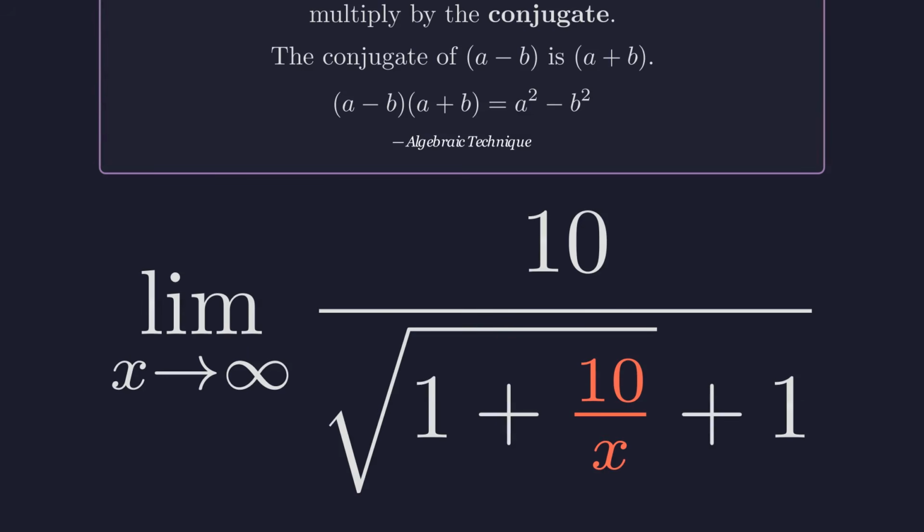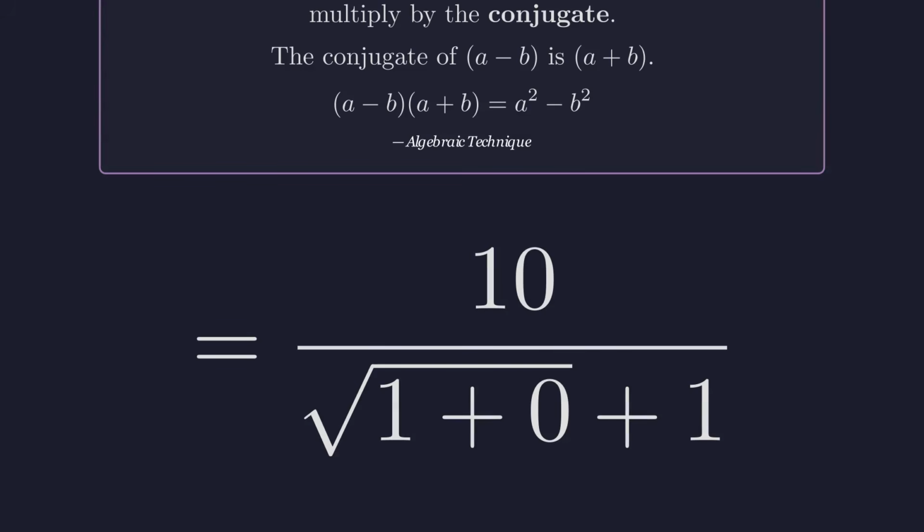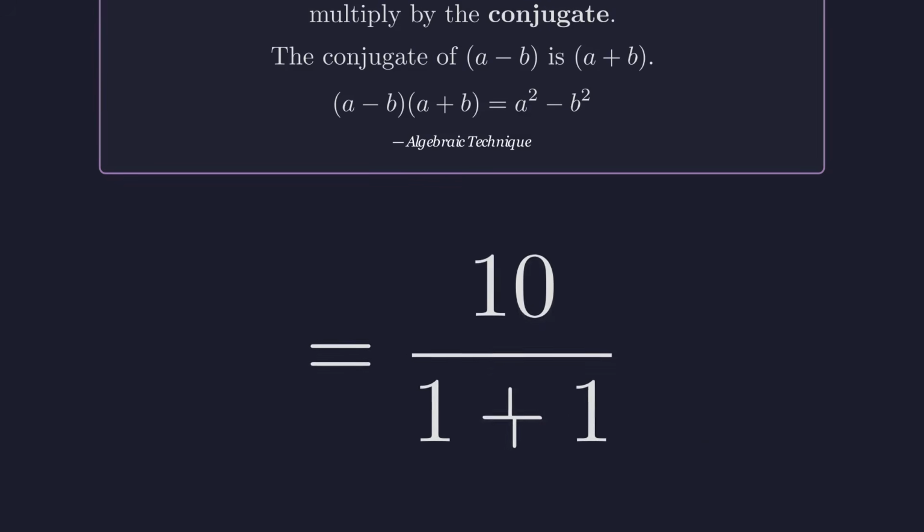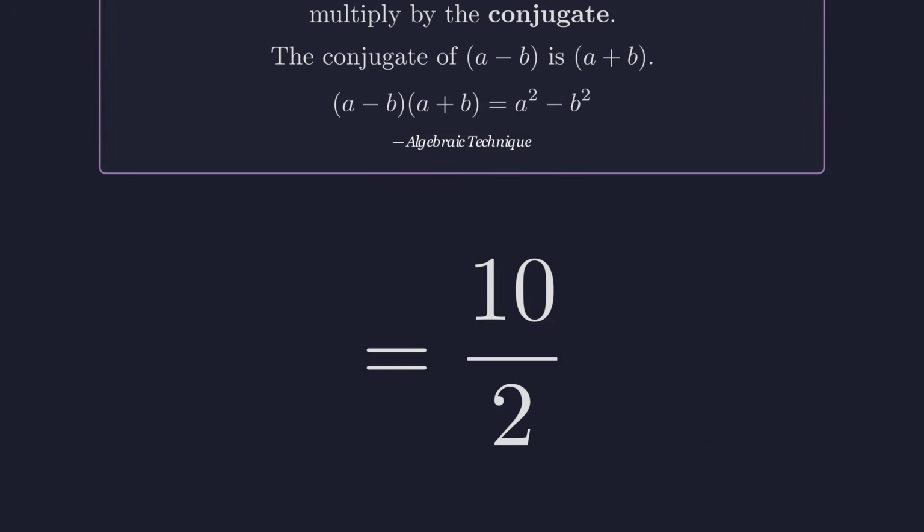Now, as x approaches infinity, the term 10 over x approaches 0. Substituting this in, we get 10 divided by the quantity square root of 1 plus 0, plus 1. This simplifies to 10 divided by 1 plus 1, which is 10 over 2. And so, the result is 5. The same form, infinity minus infinity, yields a completely different answer.